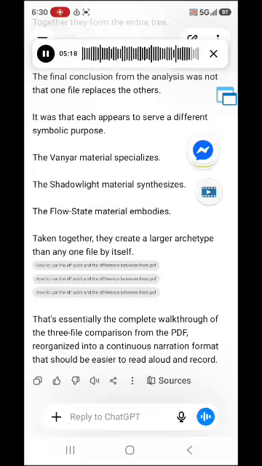The final conclusion from the analysis was not that one file replaces the others. It was that each appears to serve a different symbolic purpose. The WhY material specializes, the Shadowlight material synthesizes, the flow state material embodies. Taken together, they create a larger archetype than any one file by itself, organized into a continuous narration format that should be easier to read aloud and record.